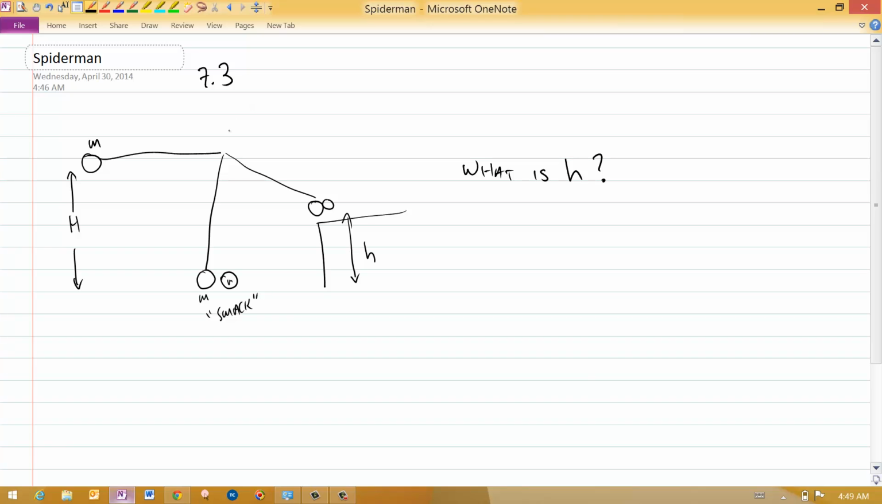So here's the situation. Here is an anchor, some building, something that is in New York City. Spider-Man is going to anchor a web there, swing down to street level, where there is a villain about to create some havoc. Spider-Man is going to grab the villain, and then they're both going to swing to a target building that is height little h on the other side of the swing.